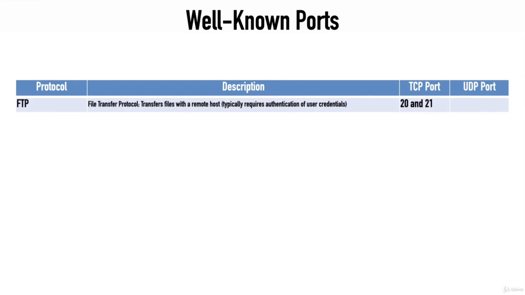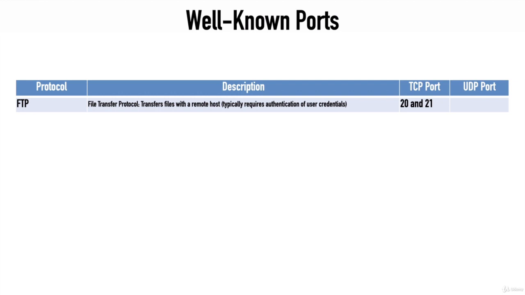First, we have FTP, File Transfer Protocol. This is used to transfer files with a remote host, and that typically requires authentication through user credentials. If you've ever uploaded content to the back end of a website, as an example, then you've likely used this. FTP uses TCP port 20 and 21. 21 is used to establish the connection, and 20 is used to transfer data.